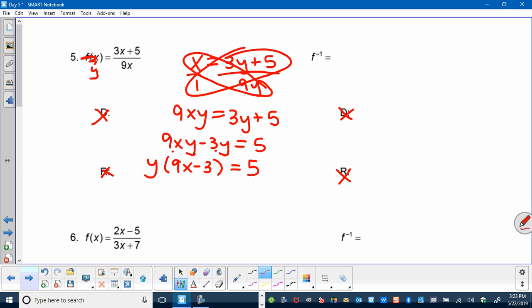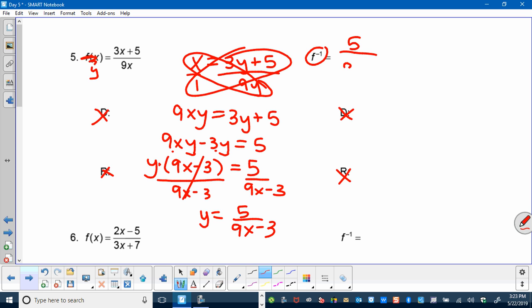We want y alone. So don't factor out a 3 with it, just factor out the y. Then, this is multiplication. To cancel multiplication, you have to divide. So you divide by 9x minus 3 on both sides. I want that gone so the y can be alone. And my inverse is y equals 5 over 9x minus 3. I don't need the y, I need my inverse notation. So 5 over 9x minus 3. If you wanted to, you could totally find the domain and the range of that, but you don't have to.